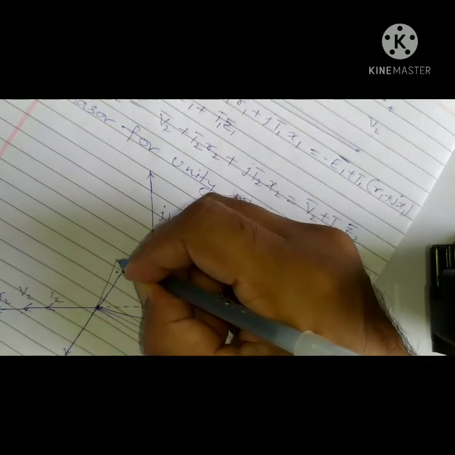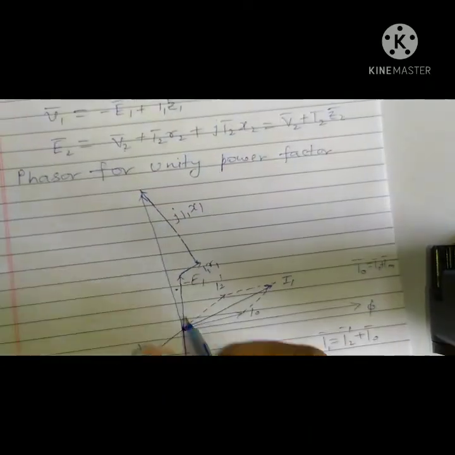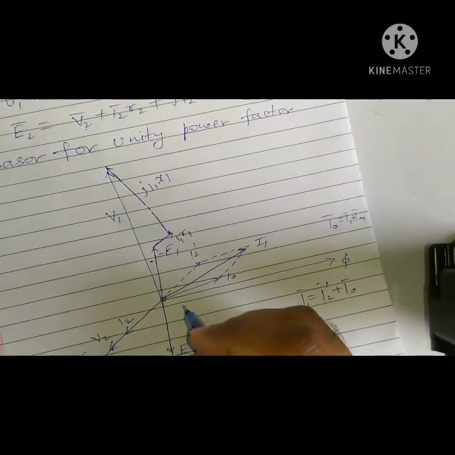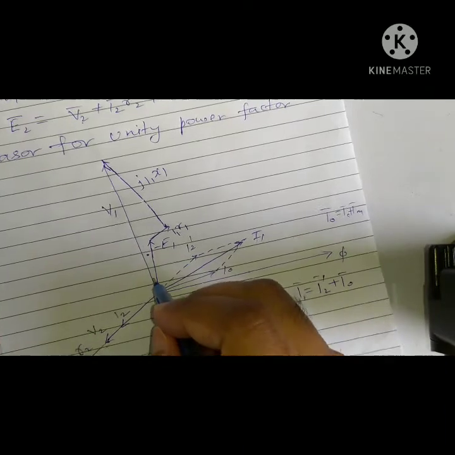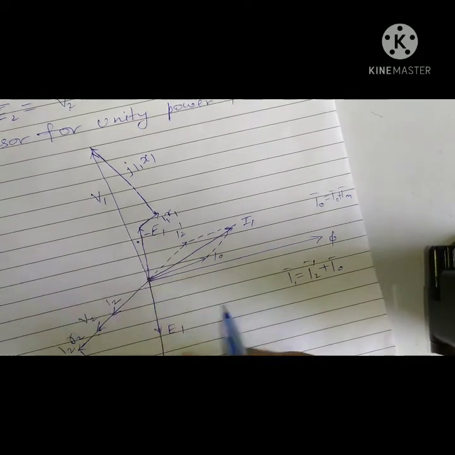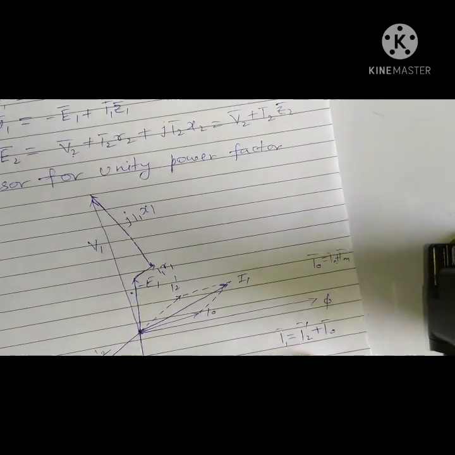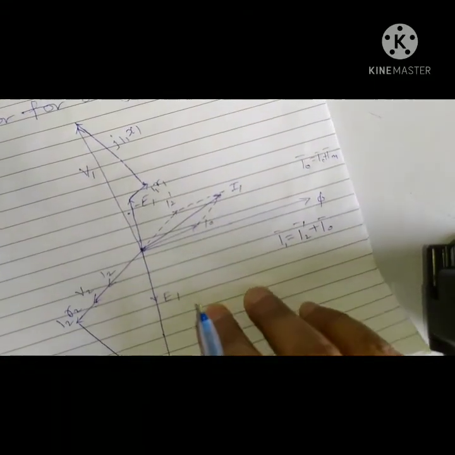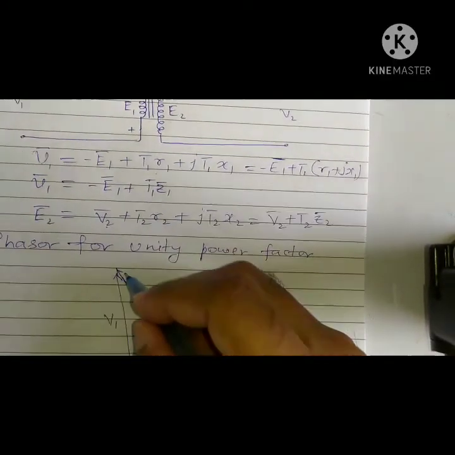It will be V1, right? So this is our phasor diagram for unity power factor, and the angle between V1 and I1 will be the primary power factor angle, that is phi 1, and the load is unity power factor, so the angle between V2 and I2 is 0, right? We can show the impedance triangle also in this.